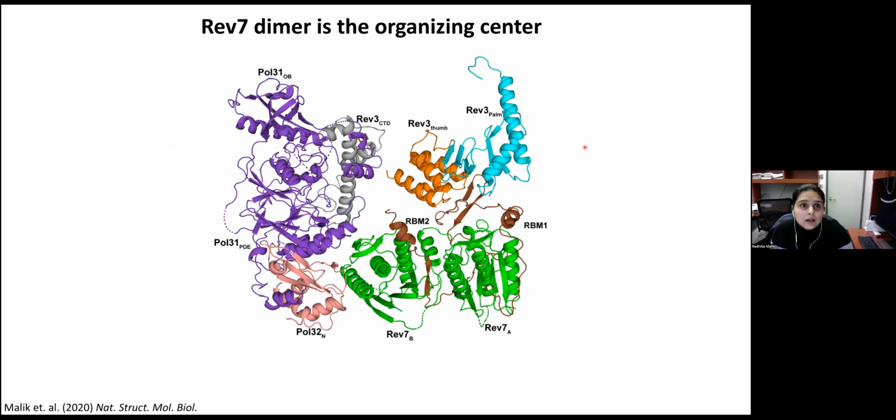So basically, the Ref7 dimer is the organizing center of the Polζ holoenzyme. As you can see, the Ref7b here interacts exclusively with Pol31 and Pol32. Both Ref7s are interacting with the RIR domain of Ref3. And in fact, the Ref7 dimer has been concluded as an adapter site for other TLS polymerases to bind during the TLS reactions.